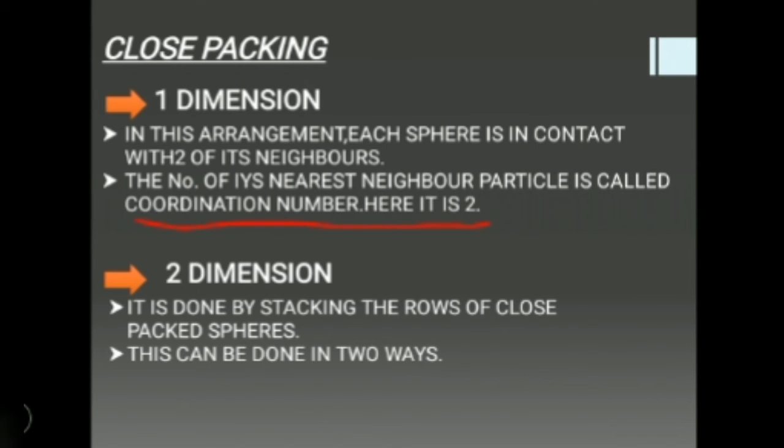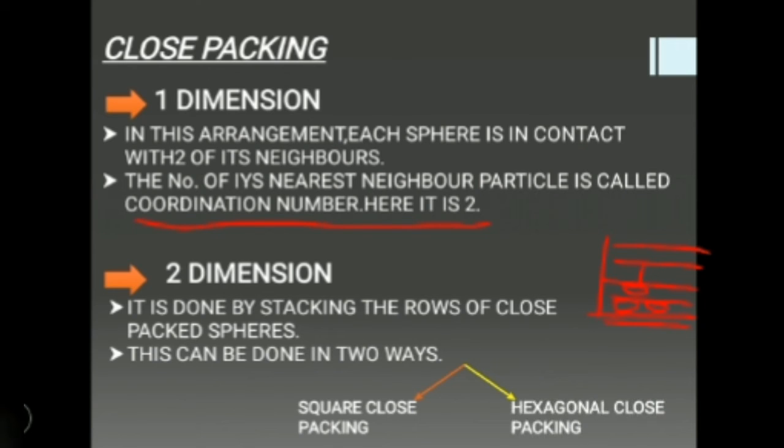In 2 dimension, you are going to stack vertically as well as horizontally. You place the balls like this. As you place one above the other, you get a two-dimensional form. This can be of two ways, which is square close packing, and the other is hexagonal close packing.